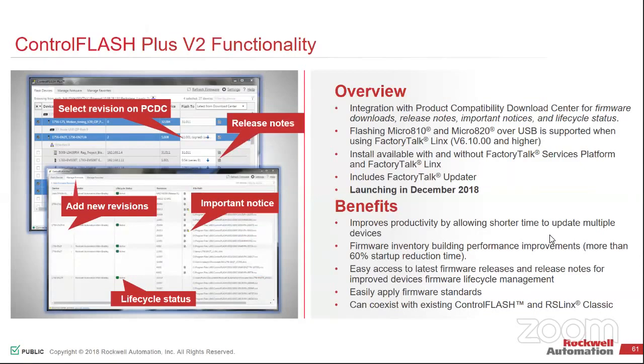With V2, one of the updates is a connector to the process for the PCDC, the Product Compatibility Download Center. So now we plug in, we run Control Flash Plus. Control Flash Plus goes out on Linx, browses what all is in existence, and then it says, hey, some of this stuff is kind of old. And it will show you from the PCDC the lifecycle status of that product, which we publish in our lifecycle catalog online, so you can go and search by part number. But this will go and find it for you.